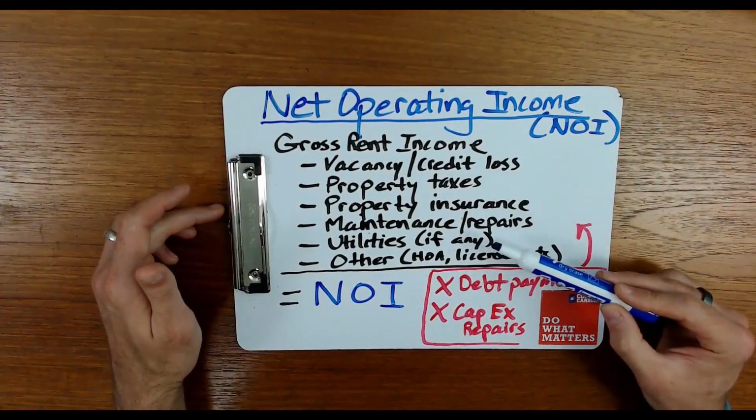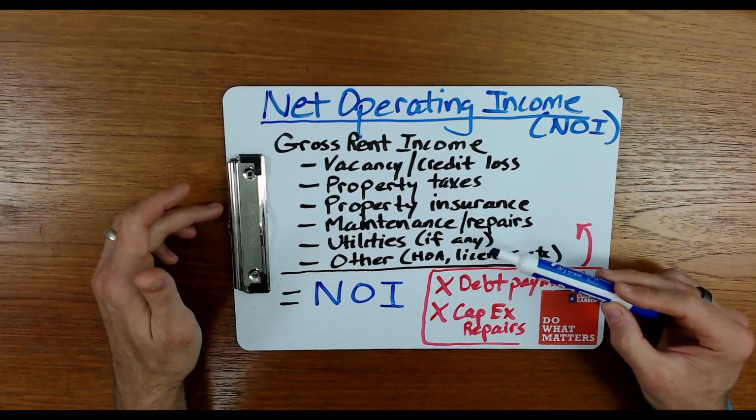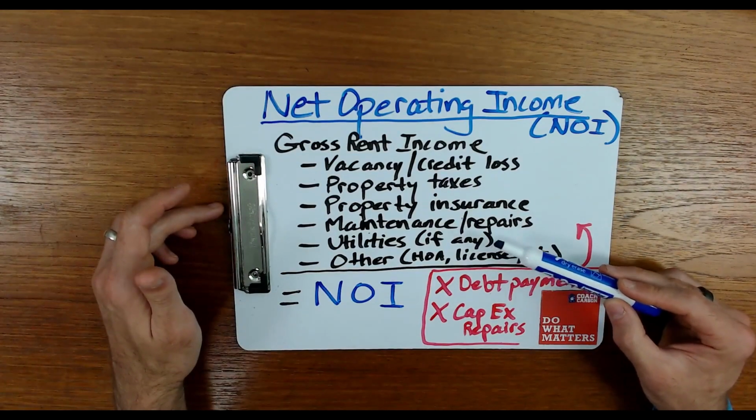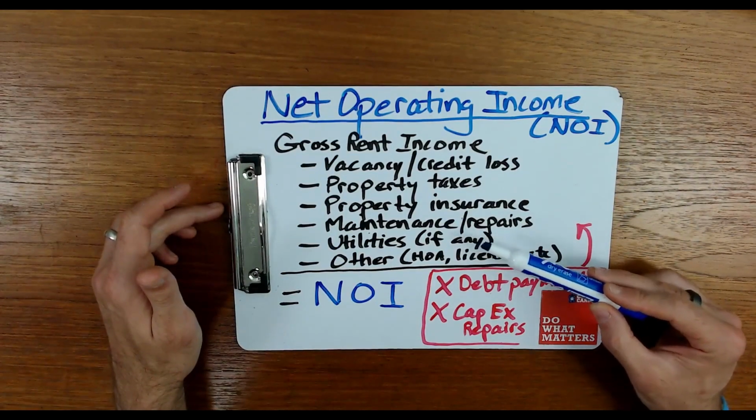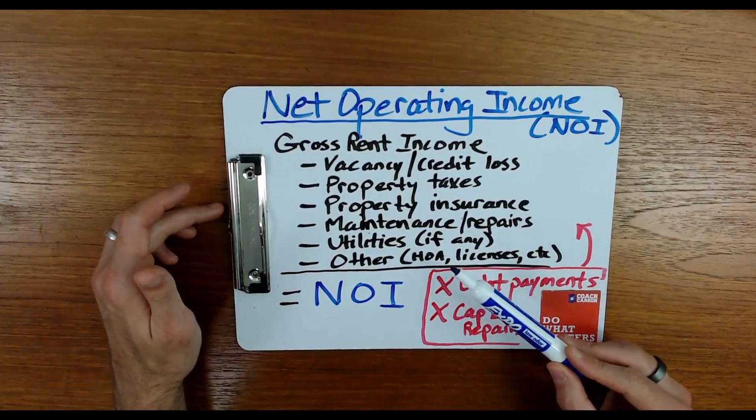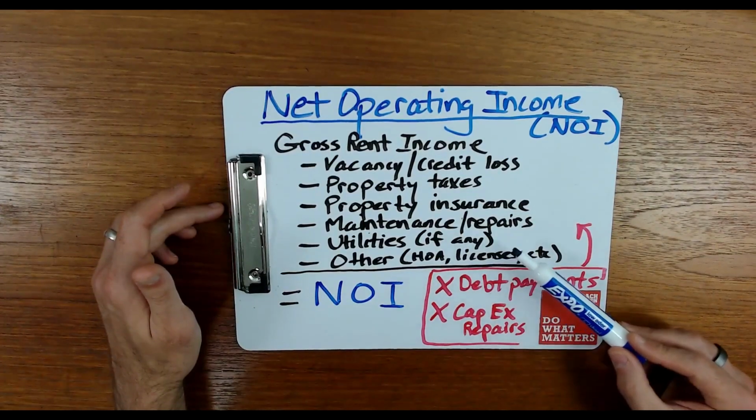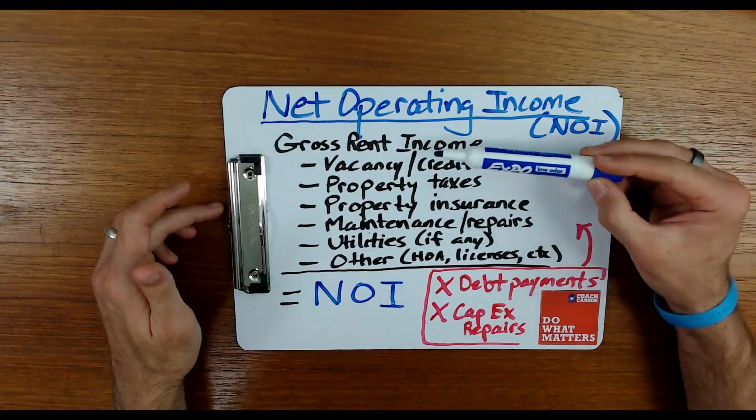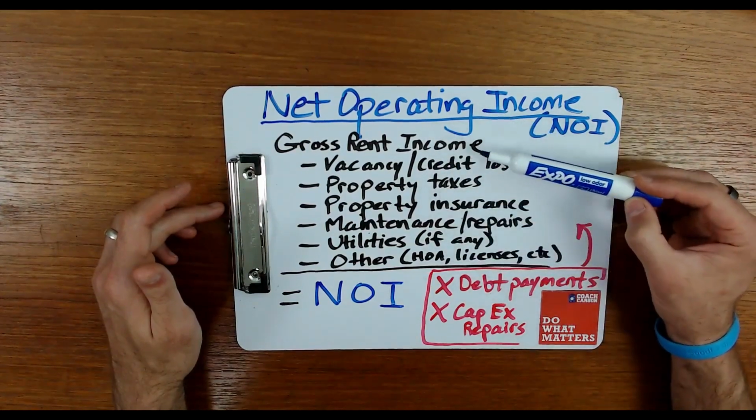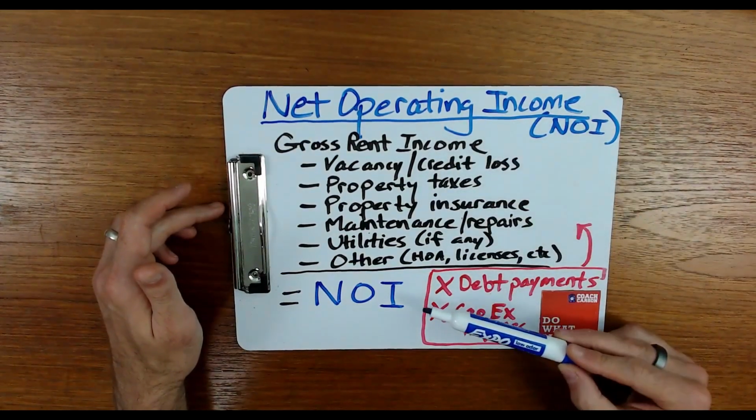This also includes utilities. If you pay for like a multi-unit building and you pay for common utilities, or if all the units include water and you pay for that, it would include that. And then it would include other miscellaneous expenses like HOA, licenses, etc. And so when you deduct all of those expenses from the gross rental income, you get your NOI.